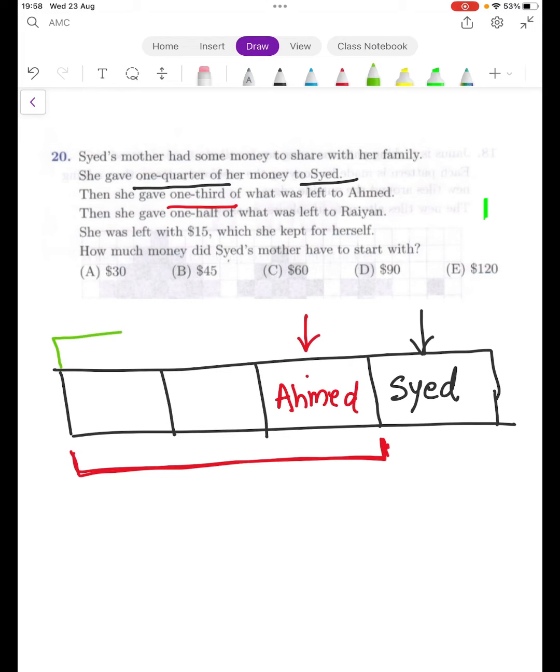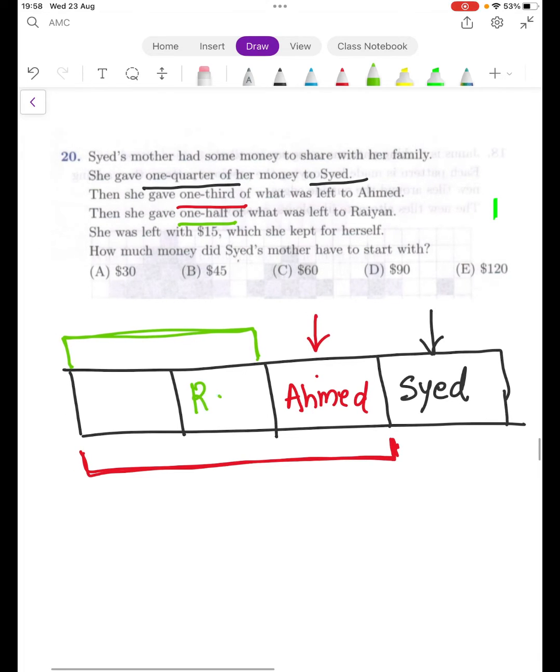Now, after giving to Ahmed, she has only this much left, and then she gives 1/2 of what is left to Ryan. This is becoming an easy question, because her leftover portion is already divided into 2 portions, and she is giving half. So that means 1 part of the 2 equal parts to Ryan. And then she was left with $15. So she's left with this money, and this is 15.